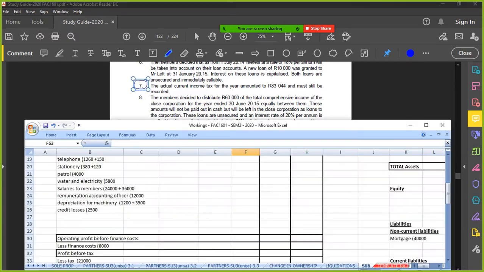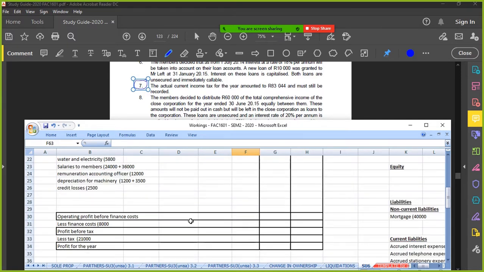What's happening now? The actual current income tax for the year amounted to 83,044 and must still be recorded. Good. Okay, so this one you probably didn't know because it's new. So the tax, they're referring to this. They're telling you that the tax should be 83,044. And remember, this is a negative. So negatives in accounting, you show in brackets. Do you agree? Yes. Okay, are you showing 83,044? No, you're not. You're showing 21.